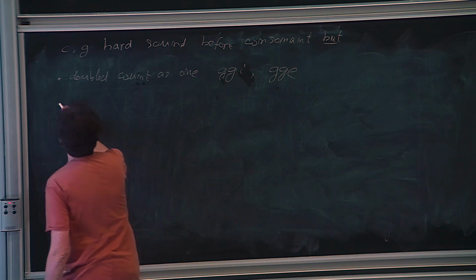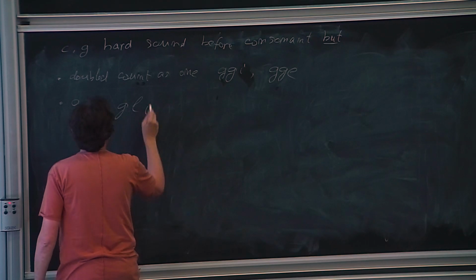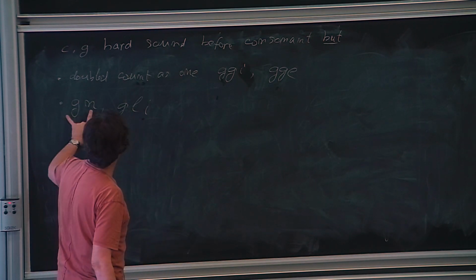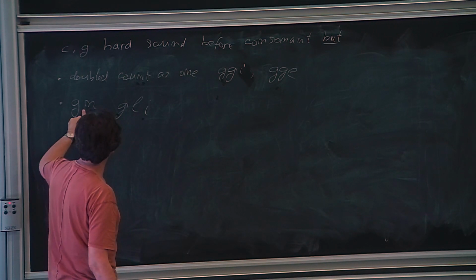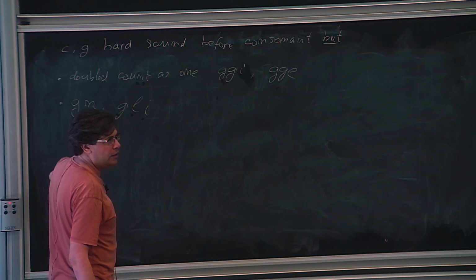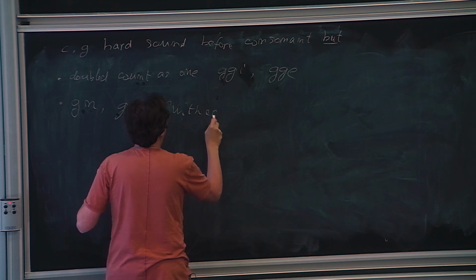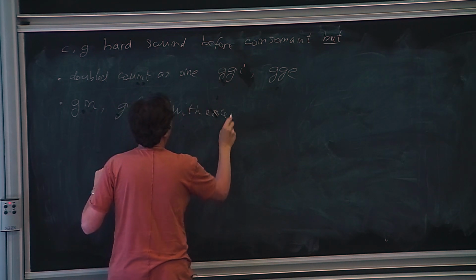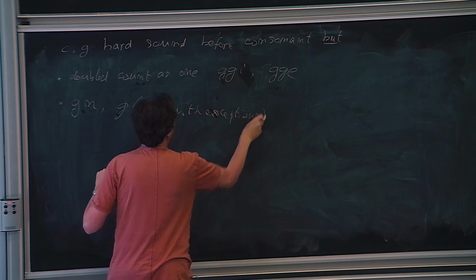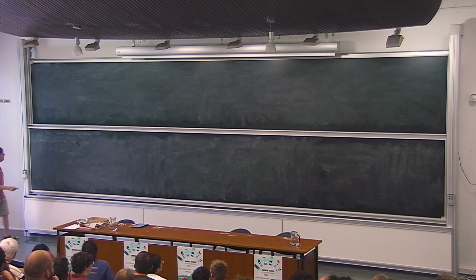And Gn and Gli have a special pronunciation. This is N, this is Li, and not Gn and Gli, with exceptions. Here. But I don't want to go into that.